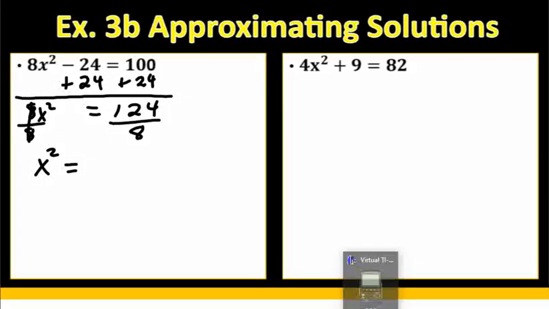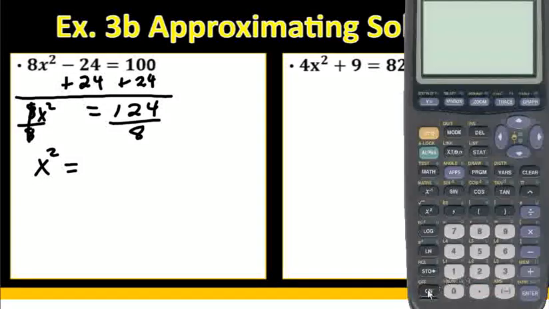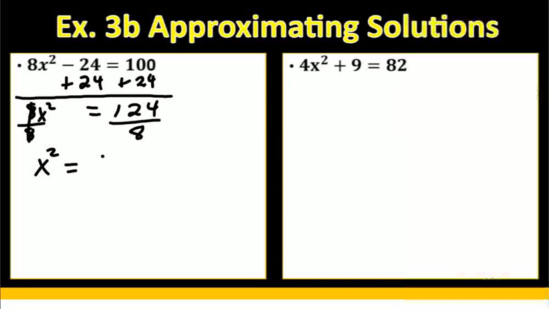Let's get our calculator out. Turn it on. We have 124 divided by 8 gives us an answer of 15.5. Now to find the square roots of 15.5. So it's going to equal a positive and negative.